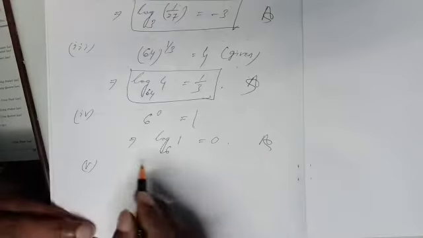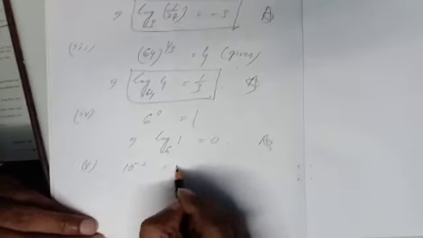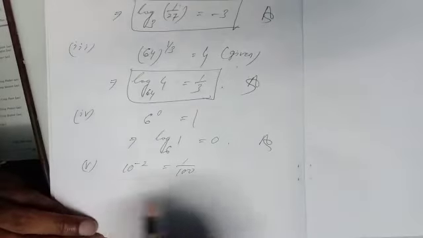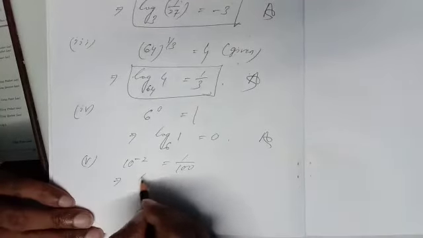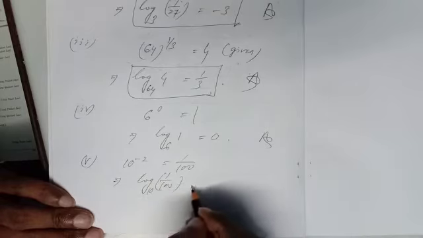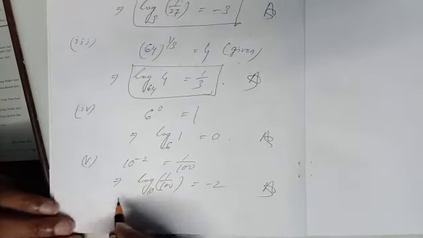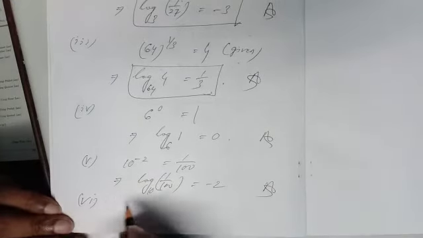Number fifth part. Question given: 10 to the power minus 2 is equal to 1 by 100. If you convert it into log form, it will be log 1 by 100 base 10 is equal to minus 2.